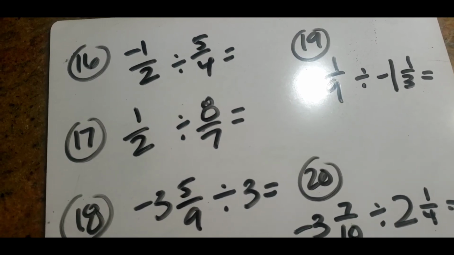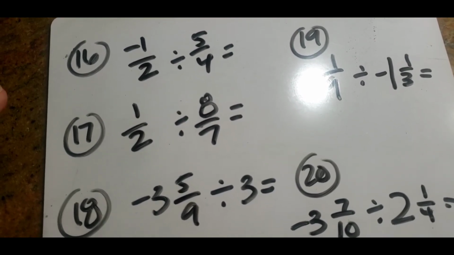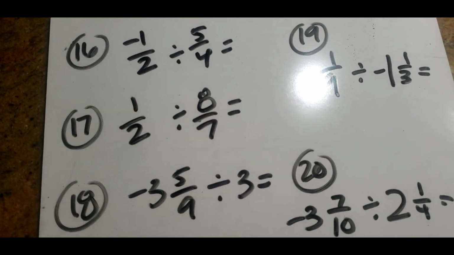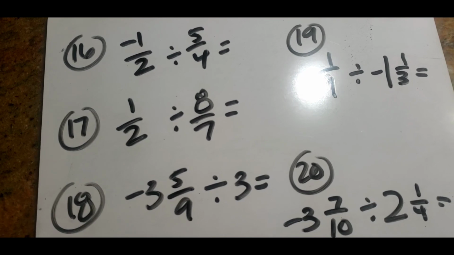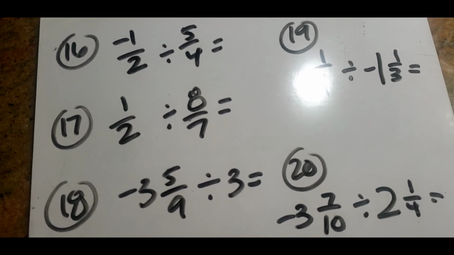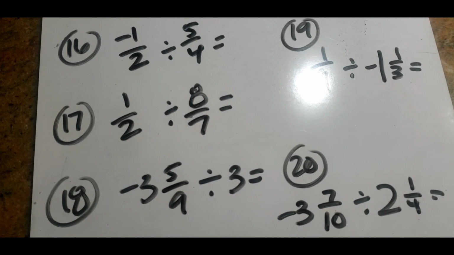All right, boys and girls, I gave you 5 problems right here to try on your own. So 16 is -1/2 divided by 5/4. 17, 1/2 divided by 8/7. 18, -3 and 5/9 divided by 3. 19, 1/9 divided by -1 and 1/3. 20, -3 and 7/10 divided by 2 and 1/4. Again, pause the video, do these on a separate sheet of paper, and then come back for the solutions.